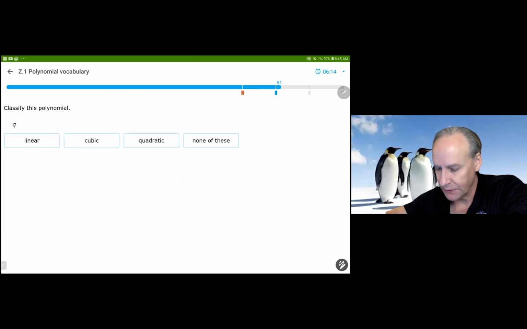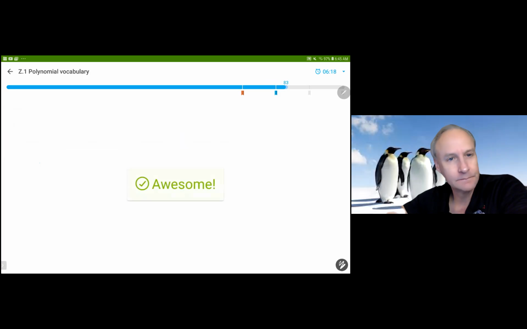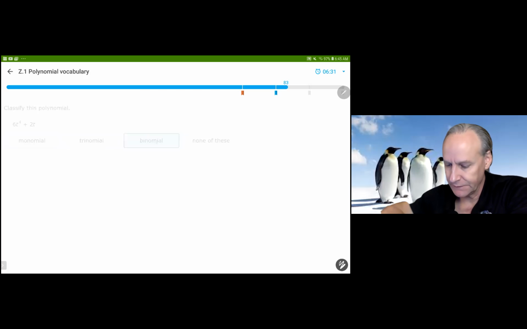Classify this polynomial. This is a linear because it's to the 1st degree. This one is a 4th degree. Now, it happens to be a binomial because it has 2 terms. Bi meaning 2. So this is called a binomial.